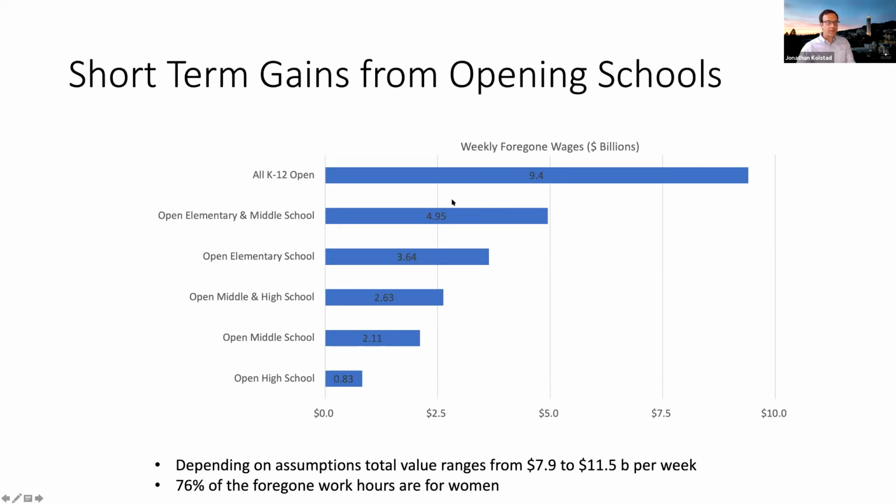It's more felt for younger children, unsurprisingly. And I'll note that if you change the assumptions, as I said, you can go from $8 to $12 billion, but these are very big numbers on a weekly basis. The other thing that I should note, we've heard a lot, particularly in the press, about the undue burden that's being placed on women. What we can see in the data is that under those assumptions, about 76% of the foregone work hours come from women. So it's very unequally felt across the gender distribution.